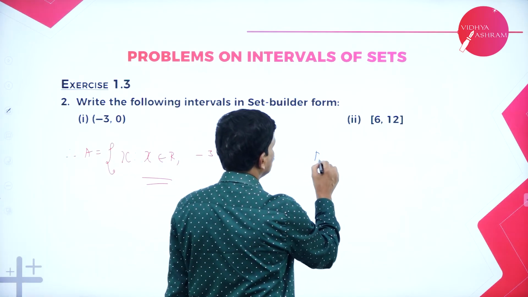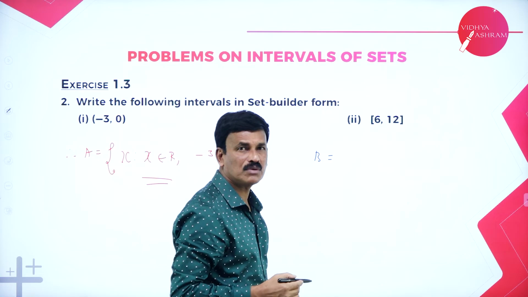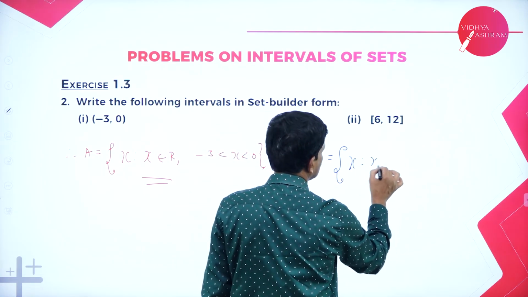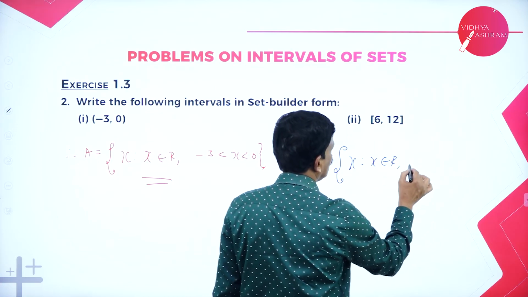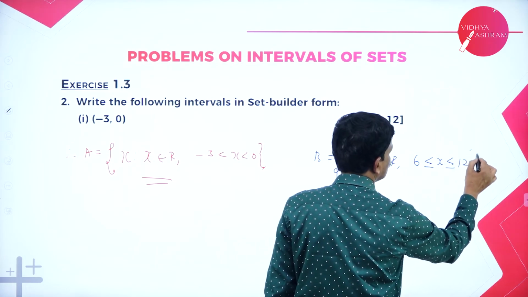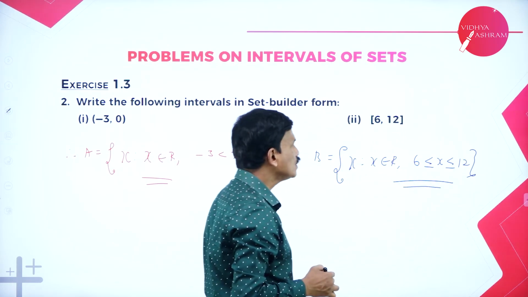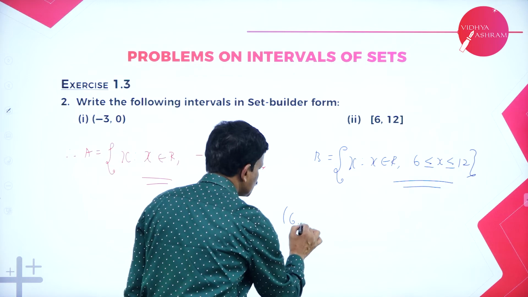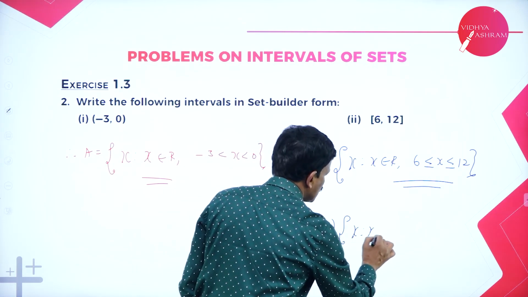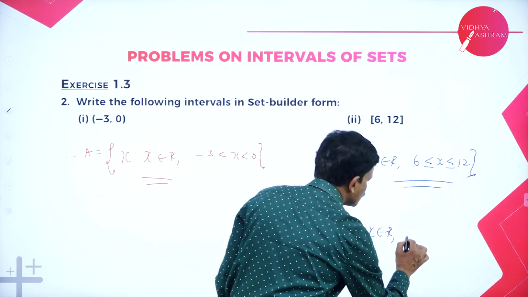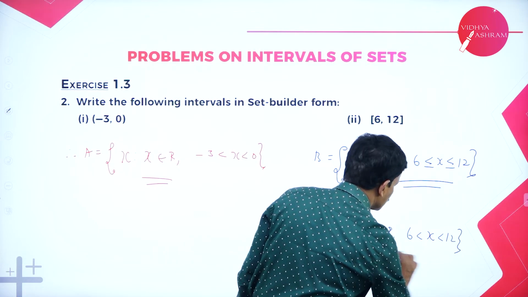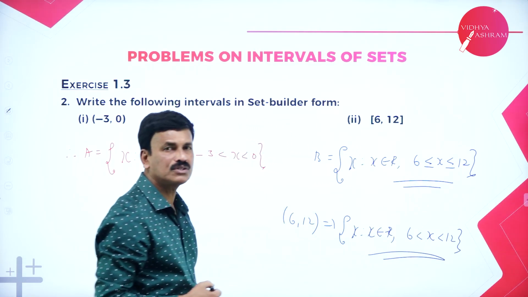Come to this problem. What is given here? B is equal to [6, 12]. This is a closed interval. Now let us define the set x such that x belongs to real numbers and 6 less than or equal to x less than or equal to 12. That's all. Suppose if it is like this, (6, 12), we can write it as x such that x belongs to real numbers, 6 less than x less than 12. See the difference, less than or equal to, or less than.